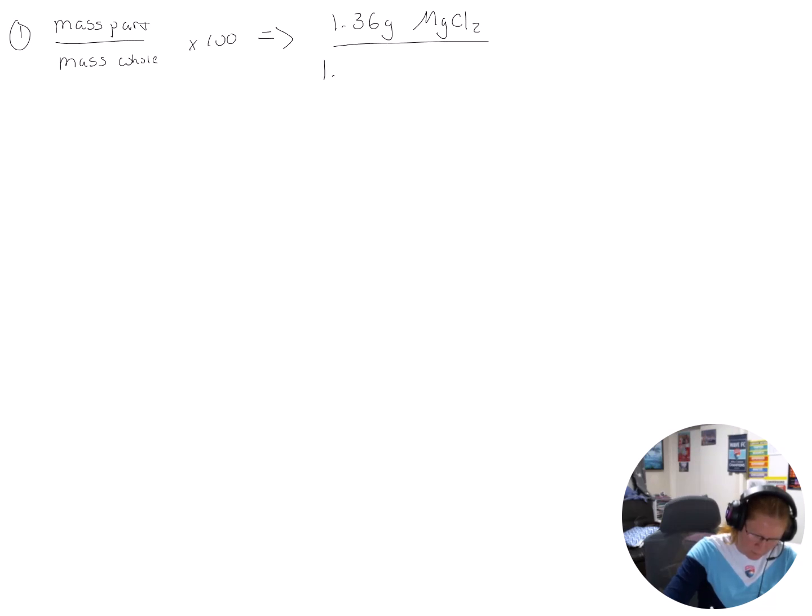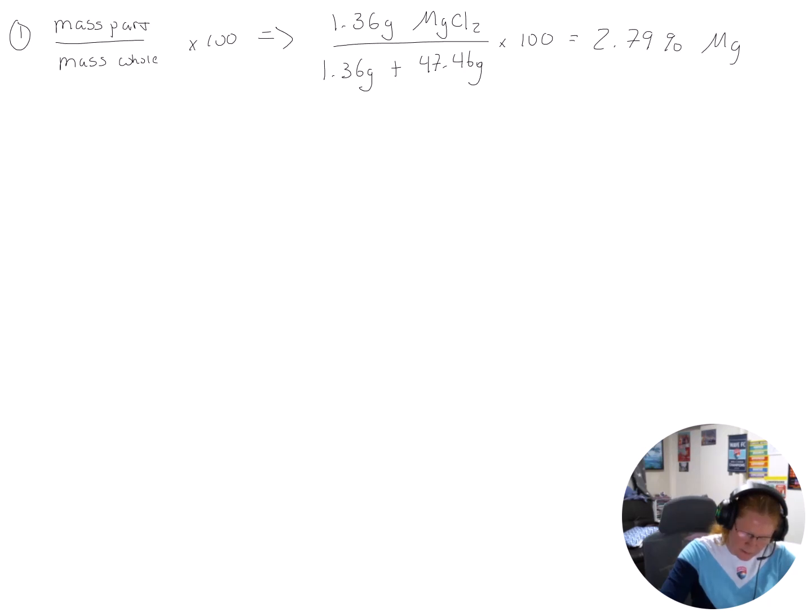So remember, mass percent is mass of the part over mass of the whole times 100. All right, so we'll take our 1.36 grams of magnesium chloride. We have 1.36 grams plus 47.46 grams. That's our solvent, and we'll multiply that by the 100, and we're going to get 2.79% magnesium chloride.